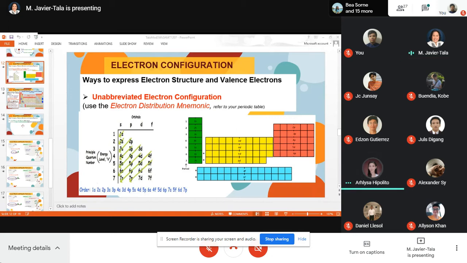Yes po, ma'am. What are the maximum number of electrons within the SPDF? You can see it in the electron distribution mnemonic. Saan po yun, ma'am? Electron distribution mnemonic in your periodic table.